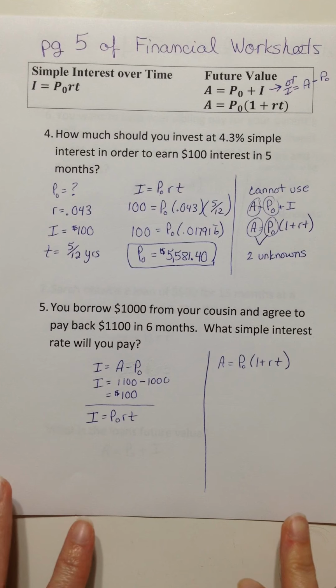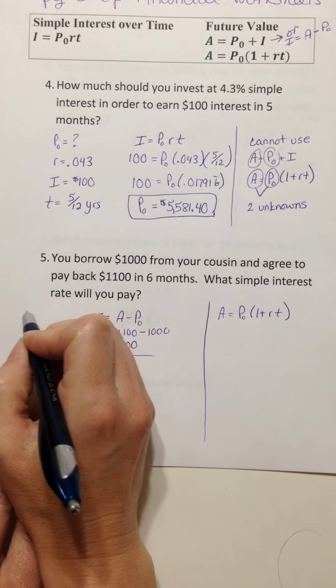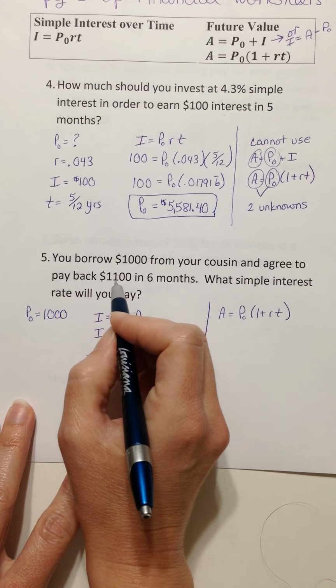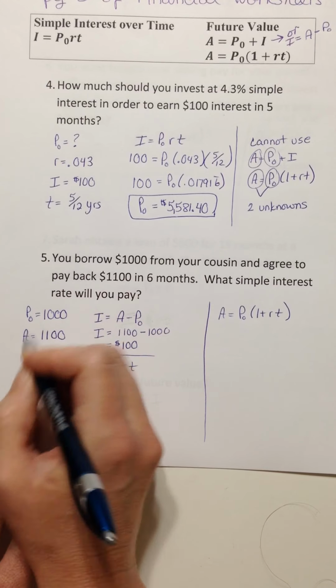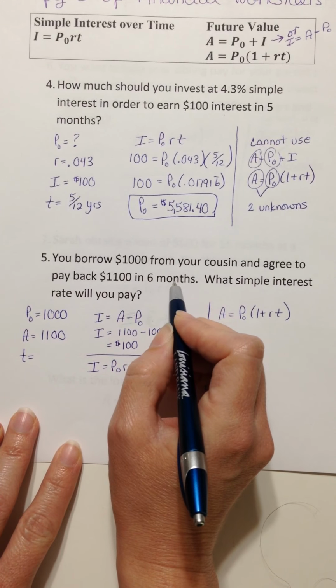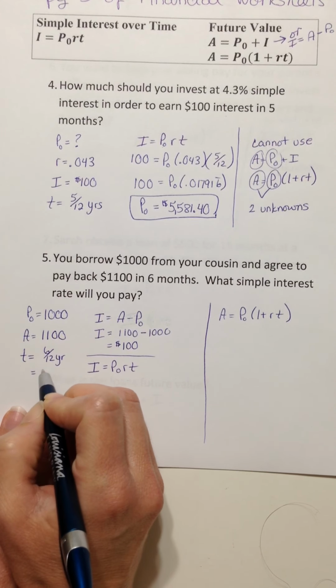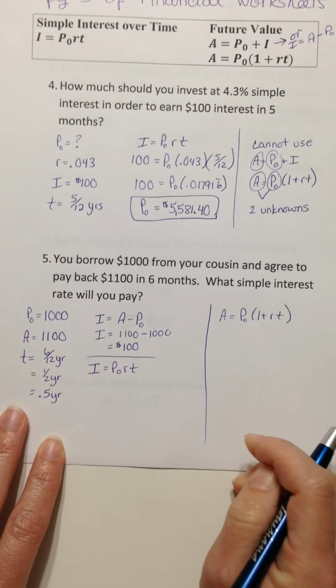Number 5, you borrow 1,000 from your cousin and agree to pay back 1,100 in 6 months. What is the simple interest rate you will pay? So this is the beginning amount you're going to borrow, so it's the principal. You agree to pay back 1,100, so that's the total you're paying back. That's the future value or the end amount. This is 6 months, so you have to divide that by 12. So you could use 6/12 of a year, you could use 1/2 of a year, or you could use 0.5 years. Any of those will work.